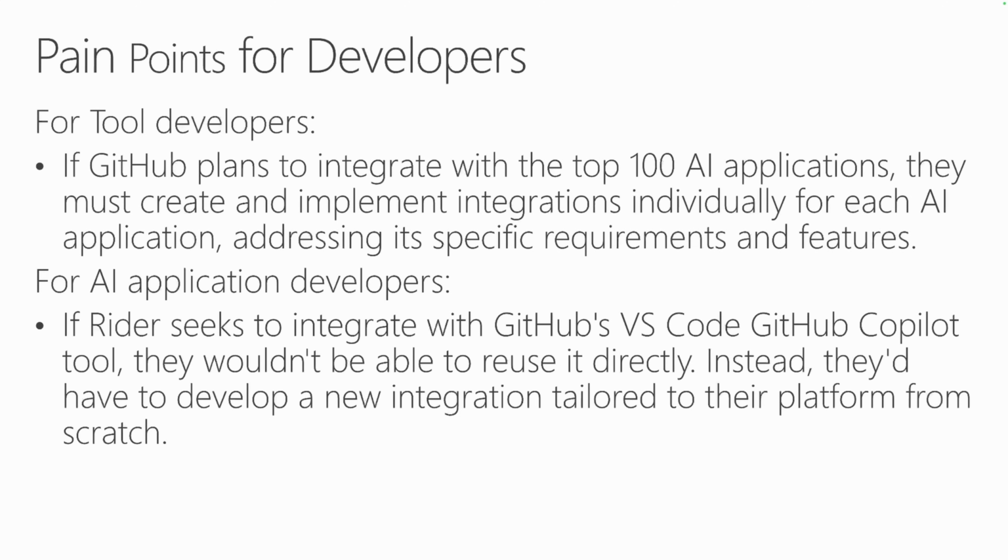And these are the pain points for developers. For tool developers, if GitHub plans to integrate with the top AI applications, they must create and implement integrations individually for each one, addressing its specific requirements and features. And for AI application developers, it is similar. If Rider, for example, seeks to integrate with the GitHub Copilot tool from Visual Studio, they won't be able to reuse it directly. Instead, they need to develop a new integration tailored to their platform from scratch, and cannot reuse or integrate with something existing.